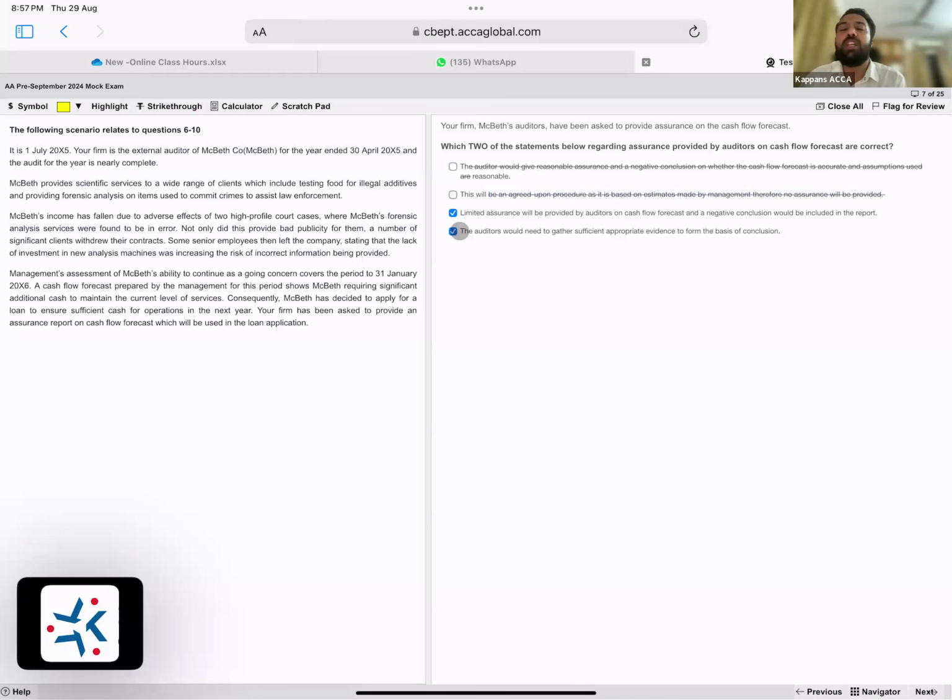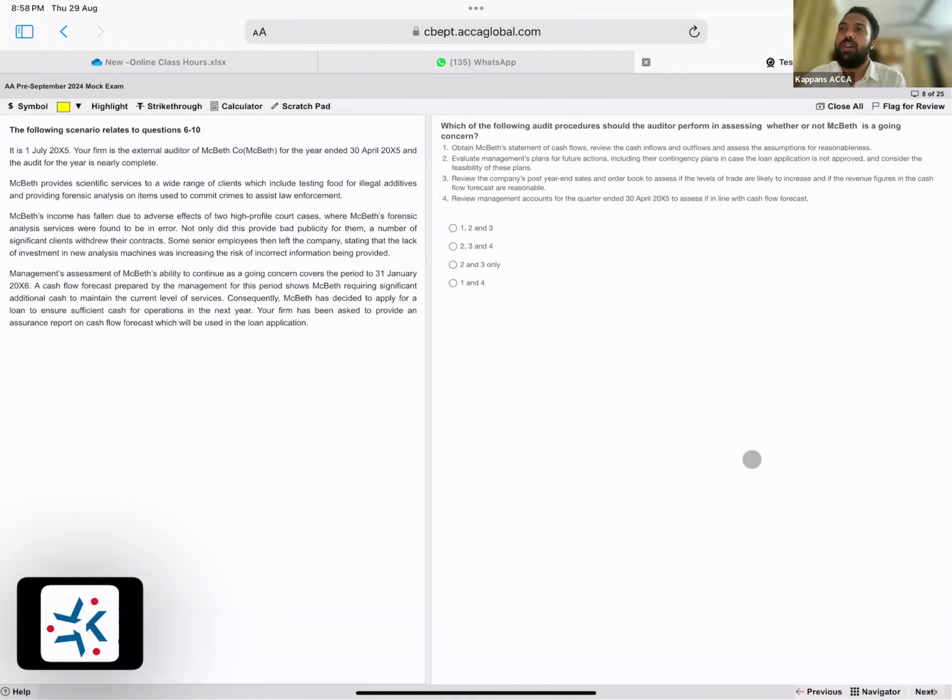The auditors would need to gather sufficient evidence to form a conclusion. Yes, it's a limited review engagement. It's a negative assurance being provided. So the auditor will have to gain sufficient appropriate evidence to form the conclusion. 3 and 4 will be the two statements that are true.